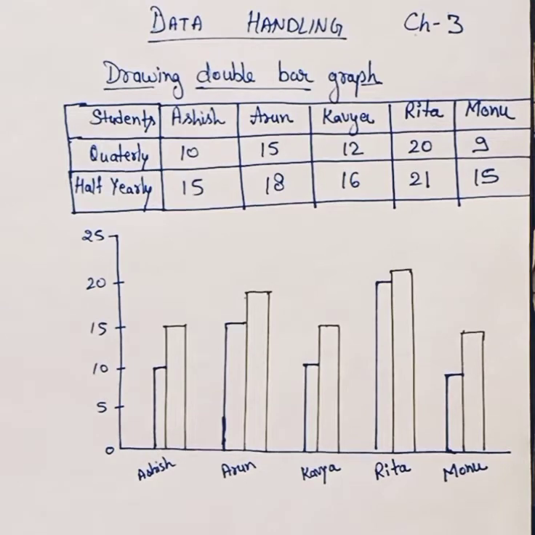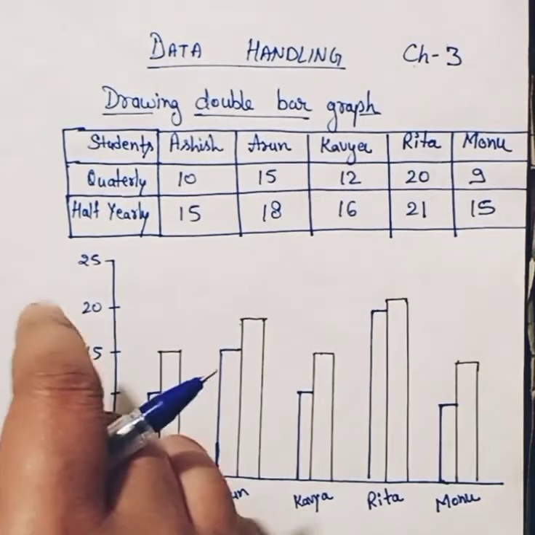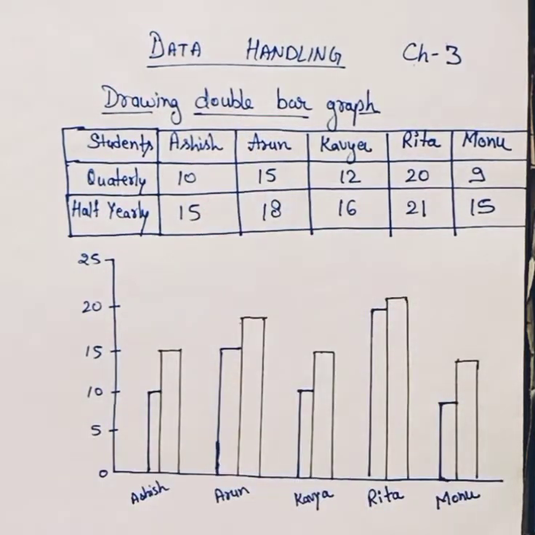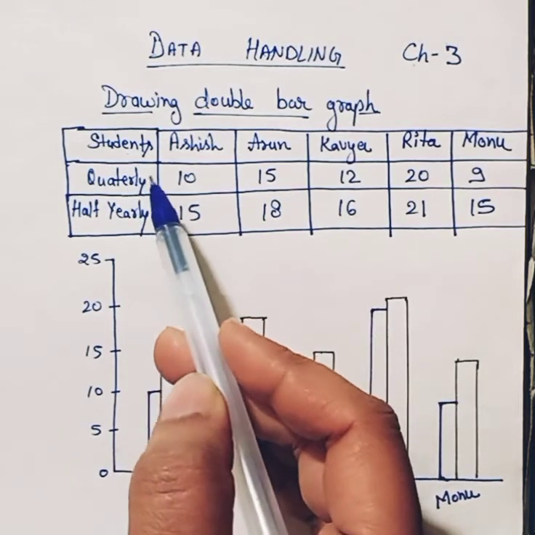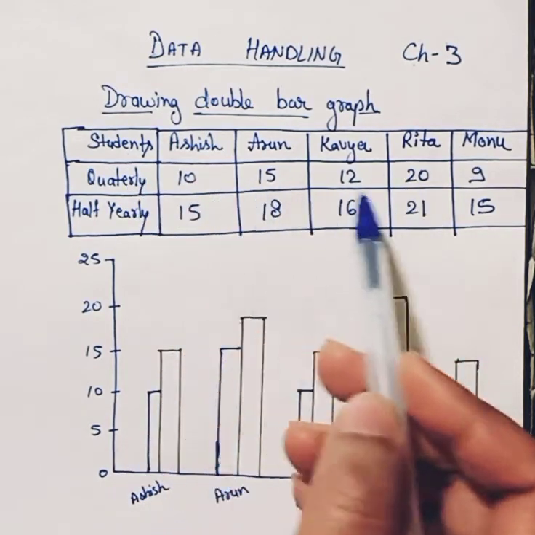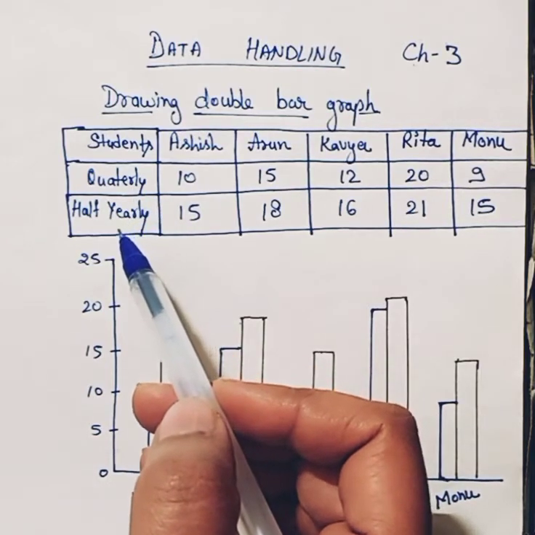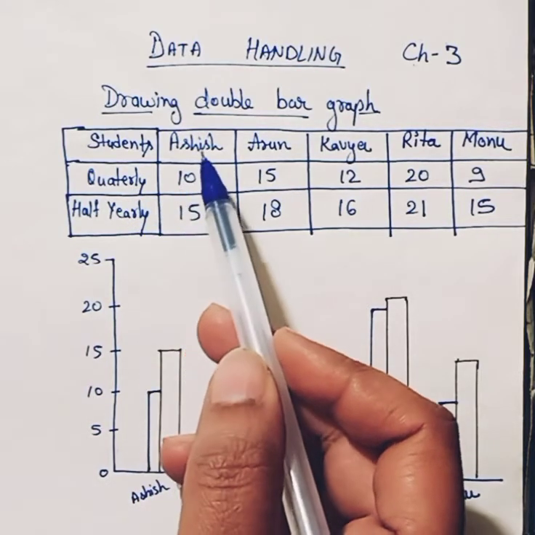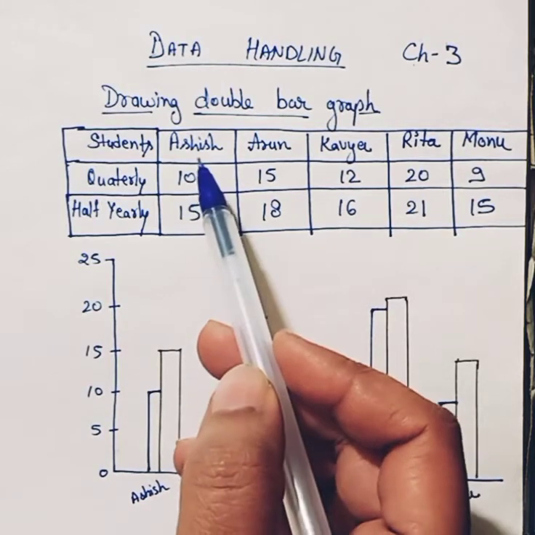So today we are going to start the method of using a double bar graph. Last time I told you how we can use a bar to represent any data. Here is a question I have taken, which is simply the marks of five students of a class in quarterly and half yearly examinations, that is 10 and 15 in quarterly and half yearly respectively for Ashish.